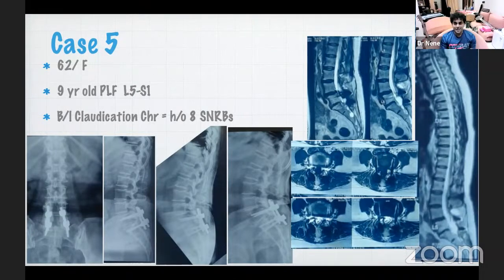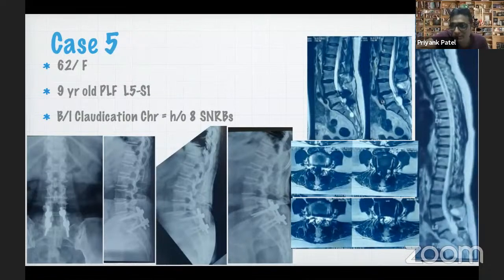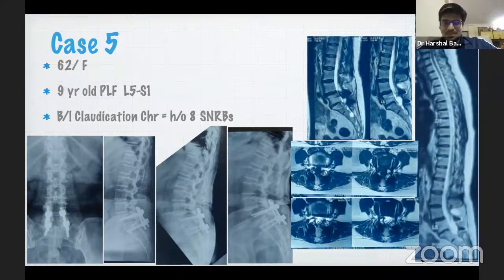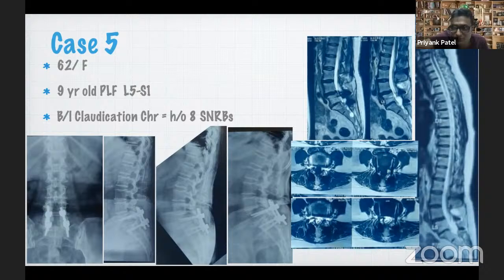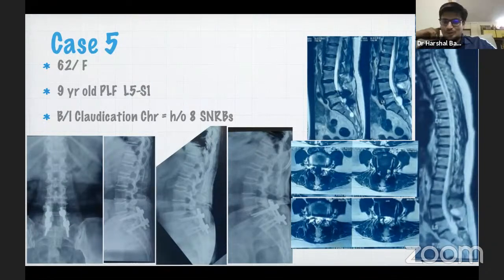Basically, it's a mobile adjacent segment degeneration. Correct. So it requires surgery, extension of fusion proximally. Harshal, can you hear? Just lost my connection. So extension of fusion proximally, posterior or anterior, OLIF. What will be your choice? Oh, for this, with experience, posterior extension of fusion. Okay. Anyone wants to OLIF here?